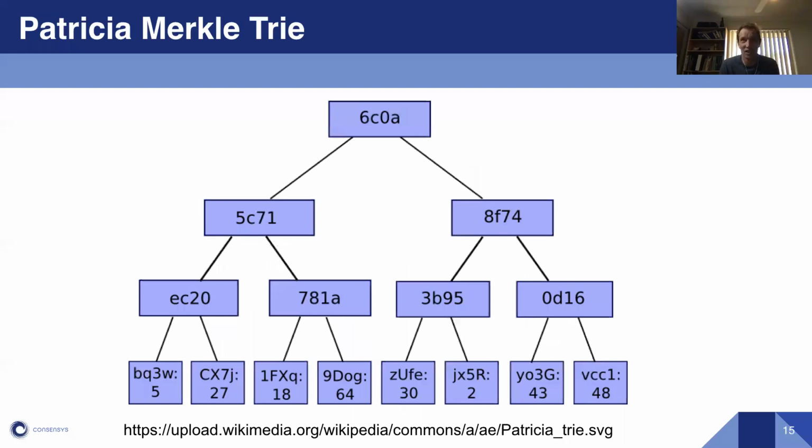A Patricia Merkle tree is then a tree structure storing the Merkle hashes. And so it's an efficient structure for storing a Merkle hashing structure. And so we can see at the very bottom there, we've got the data that's being stored with the fragments of the hashes moving back up that tree. So that's our high level of what a Patricia Merkle tree looks like.